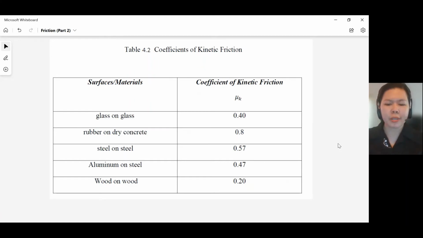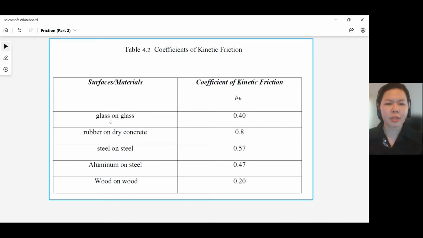Table 4.2 lists some approximate coefficients of kinetic friction between two materials or surfaces in contact with each other. For glass on glass, the approximate value is 0.4. Rubber on dry concrete, the approximate value of the coefficient of kinetic friction mu sub K is 0.8. Steel on steel, 0.57, aluminum on steel, 0.47, and wood on wood, 0.20.